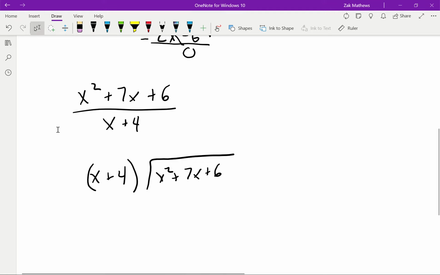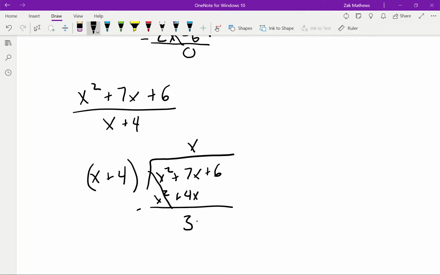What times x gives me x squared? Well, an x. Then I multiply. X times x plus 4 is going to give me x squared plus 4x. I'm going to subtract to get to the next line. The x squareds cancel. 7 minus 4 is 3. The 6 comes straight down.